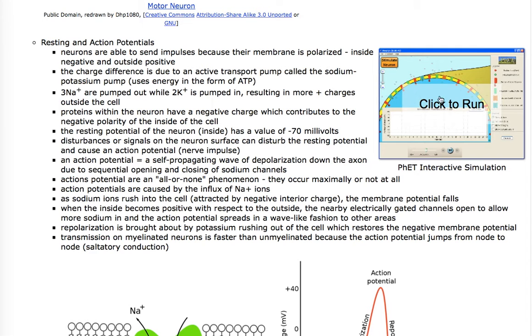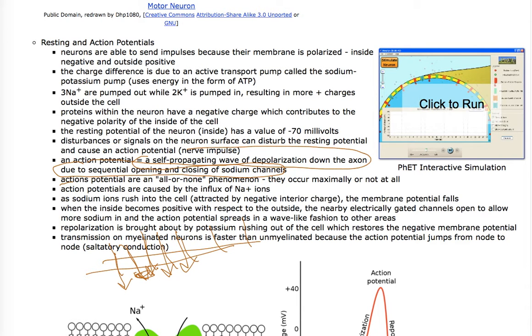So the way the action potential works, one more time, action potentials are all or none. They occur maximally or not at all. And what they are is a self-propagating wave of depolarization that moves down the axon due to sequential opening and closing of sodium channels. So basically, down a neuron like an axon, there are just multiple sodium channels all the way down. When sodium rushes in one channel, it trips the next gate open, so sodium will rush in the next channel, which trips the next gate, and so on, sodium comes in, trips the next gate, sodium comes in.